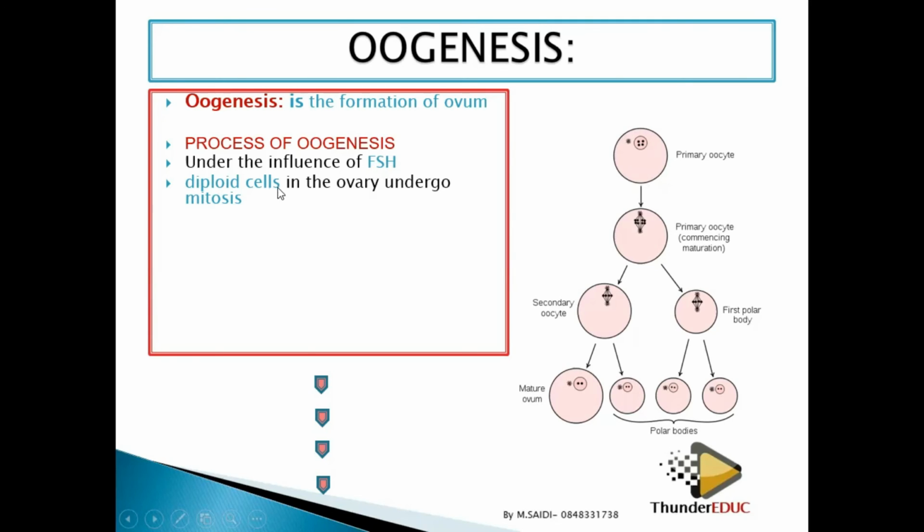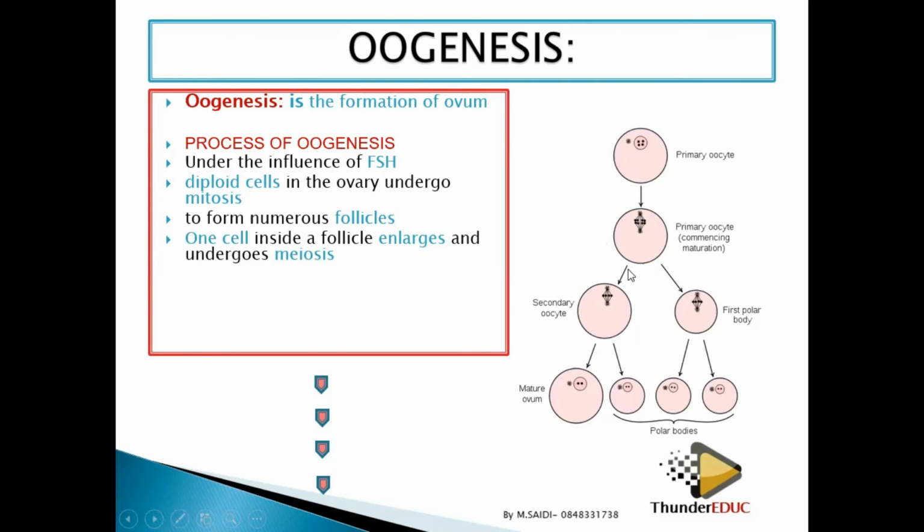This stimulates the diploid cell to undergo mitosis, to multiply these cells, and then they start to form numerous follicles. But only one cell inside the follicle enlarges and then undergoes meiosis. So there are a lot of these, but only one will enlarge to become the primary oocyte. Now this cell is going to start growing under meiosis 1.